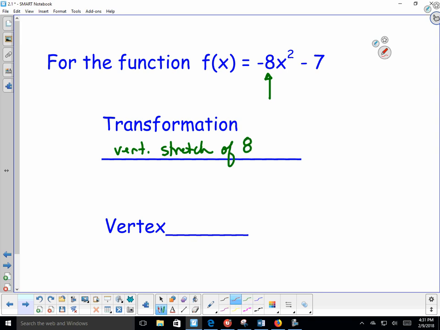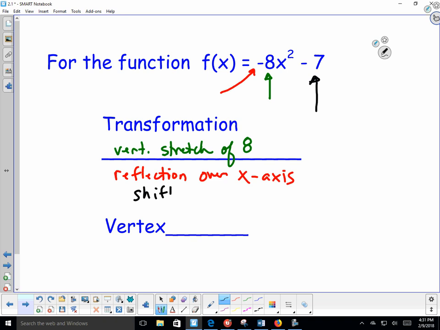I also see this negative out in front of the function, which means it's going to be a reflection over what? Is it over the x-axis or the y-axis? Well, it's out in front of the whole function, so it's a reflection over the x-axis. And this part of the graph here with the minus 7 means the whole graph is being shifted down 7.